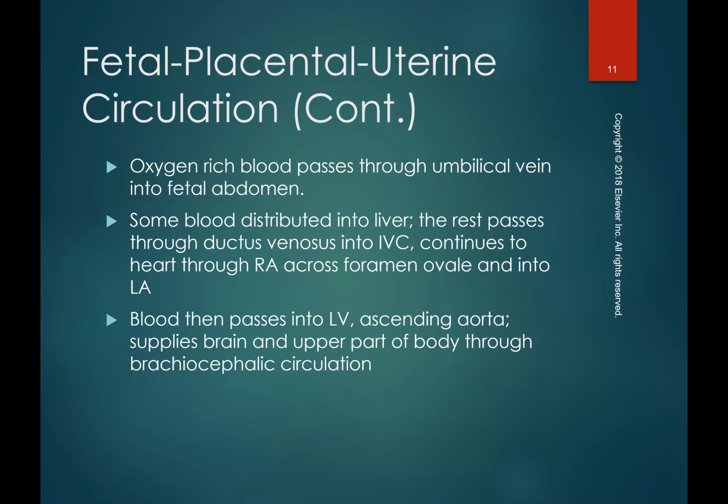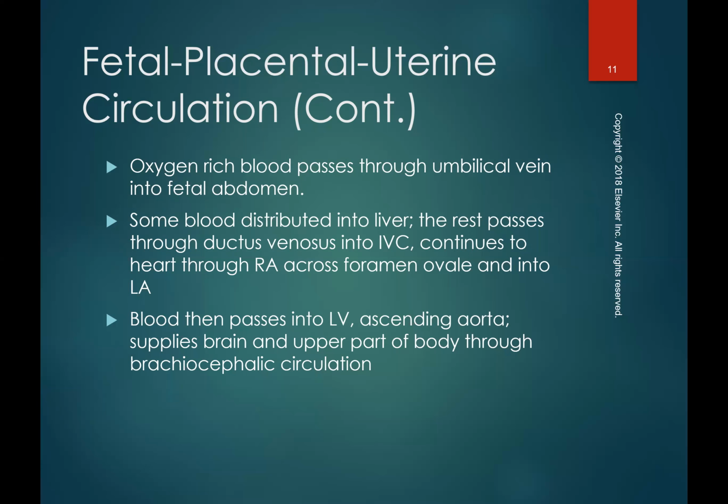It continues into the heart through the right atrium, across the foramen ovale into the left atrium. Some of the blood goes from the right atrium to the right ventricle. It kind of just depends. The blood then passes into the left ventricle and ascending aorta, and supplies the brain and upper part of the body through the brachiocephalic circulation. So it's pretty interesting.